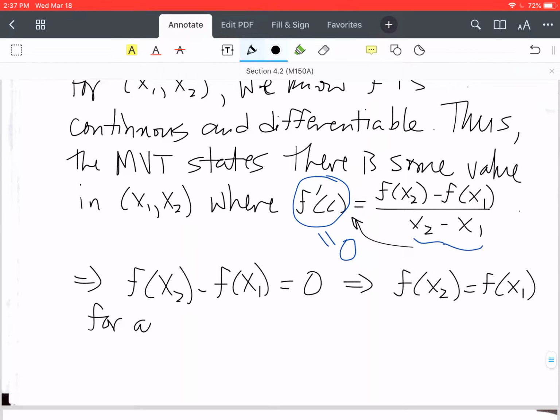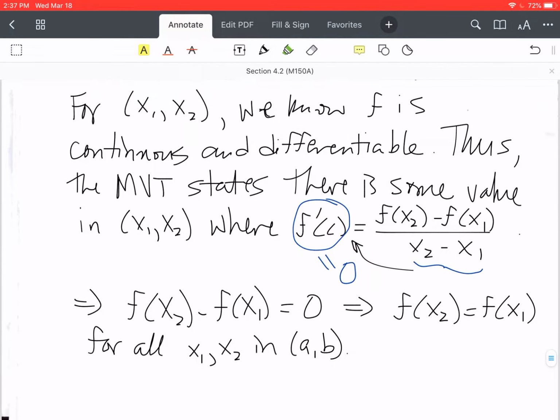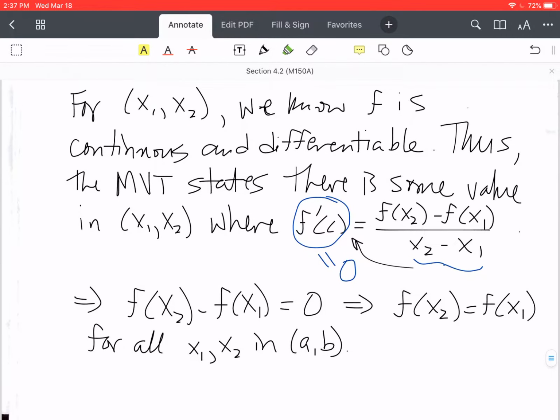for all x1 and x2 on the interval from a to b. So what did we just show? We just showed that if we know the function is continuous and differentiable, that means that for any 2 points that we pick on the interval a, b, the output of one must be equal to the output of the other. Let me say that again. For any 2 points on the interval, the output of the first one must be equal to the output of the second one.